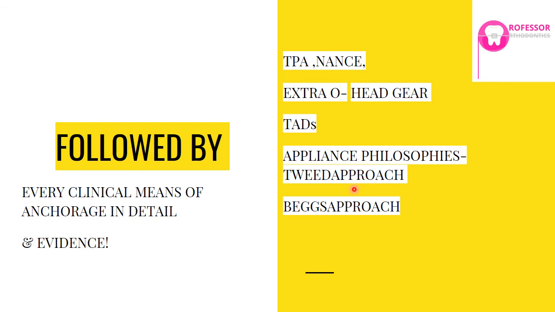Each appliance, for example Tweed, has its own method of modifying anchorage utilization. Begg has its own method of reinforcing anchorage value. We'll discuss all that along with evidence, in the sense of studies which support what's really working and what's not. Is the Nance palatal button really helping anchorage? Is the TPA really helping anchorage? Is it helping in the horizontal plane? Is it working in the vertical plane? All this will be discussed.